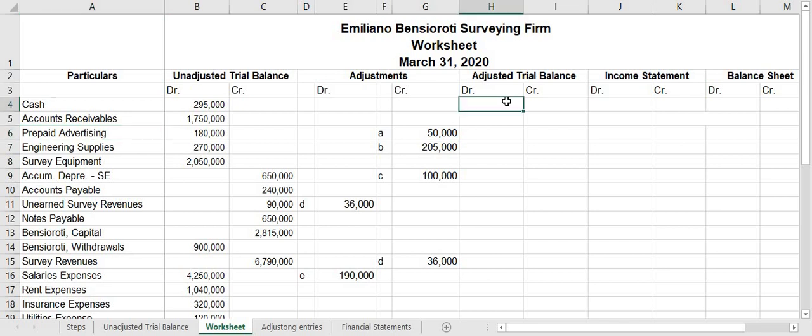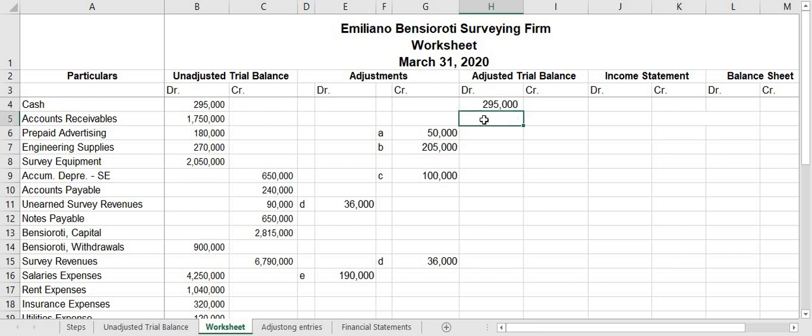Okay? Una, you have a cash. Okay? So your cash unadjusted trial balance has a debit balance of 295,000. Since walang adjustments with regards to cash, kaya copy mo lang si cash na 295,000. Of course, since nakadebit siya sa unadjusted trial balance, pag transfer mo sa adjusted trial balance, dapat nakadebit din. Next is your accounts receivable.